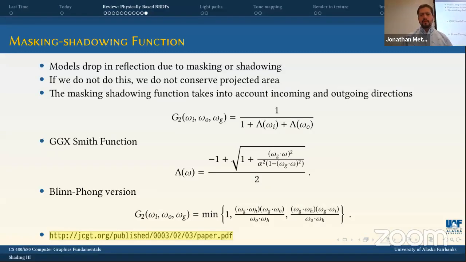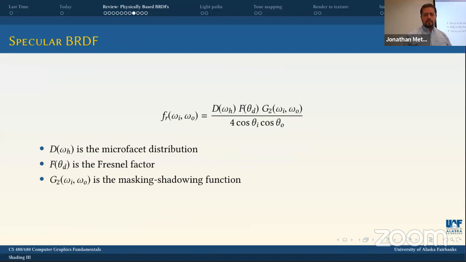Anyways, the masking shadowing function. We were talking about this microfacet distribution and the masking shadowing function. One tells us how many facets are pointing in my direction. The other one tells us how much is being masked or shadowed. And so you can see we just multiply those two parameters together.